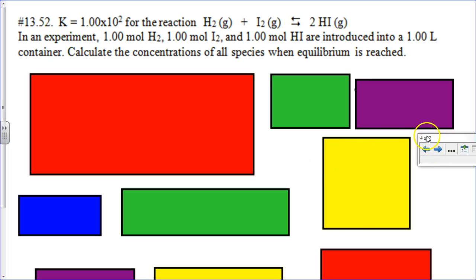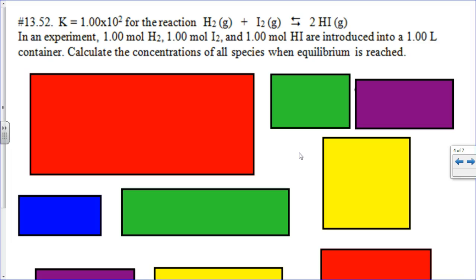Okay, let's try number 52. In 52, we are given a K for this reaction up above. Okay, we have a mole of each of these gases, and we are in a 1 liter container. And we're asked to calculate the concentration of all of these things when we reach equilibrium.